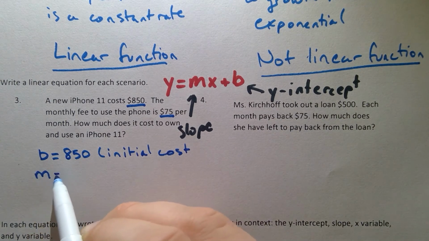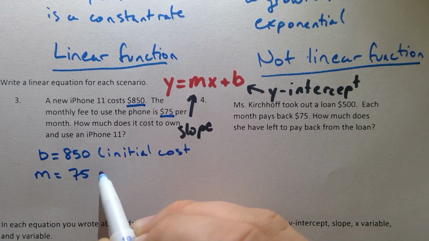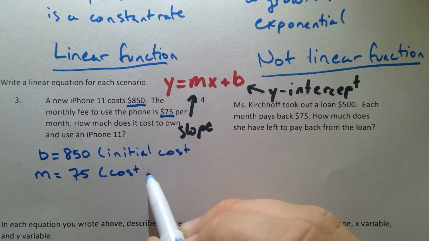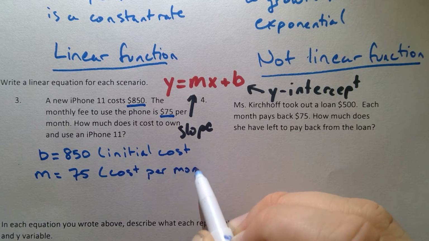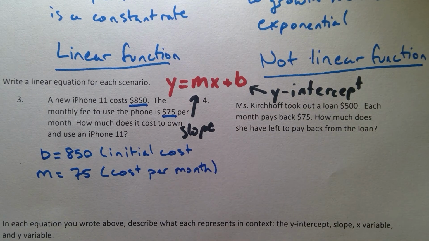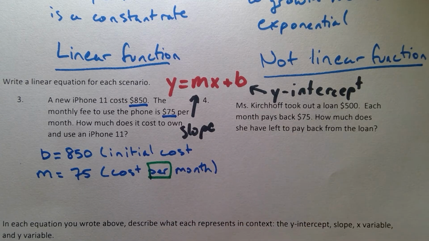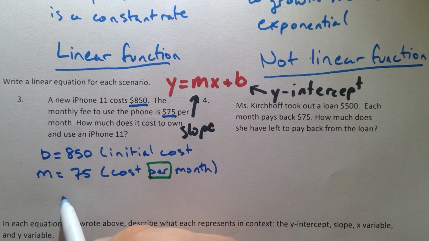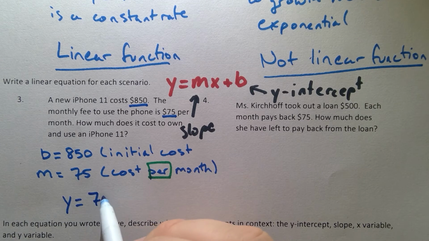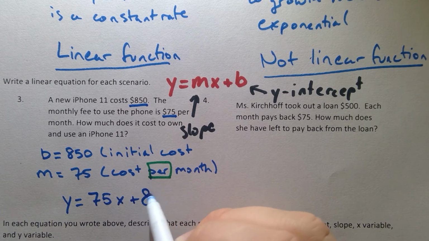And then our slope is 75, because it's the cost per month. Okay, that word per month, when it's with dollars, not percentage, typically means a linear function, and that's the slope. So if we put those into our equation here, we get y equals 75x plus 850.